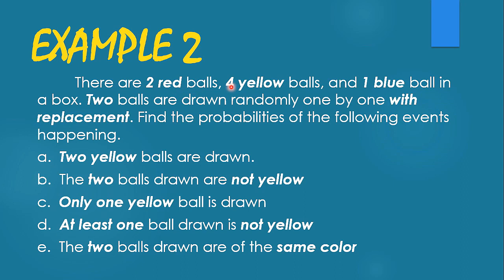So we have 2 plus 4 plus 1, a total of 7 balls in the box. And then we need to draw randomly, one by one, with replacement, 2 balls. Since we have the words with replacement, it means after we take 1 ball, we bring it back to the box. So the total number of balls in the box will not change or be affected. So this is an example again of independent events. Now let us answer this one by one.